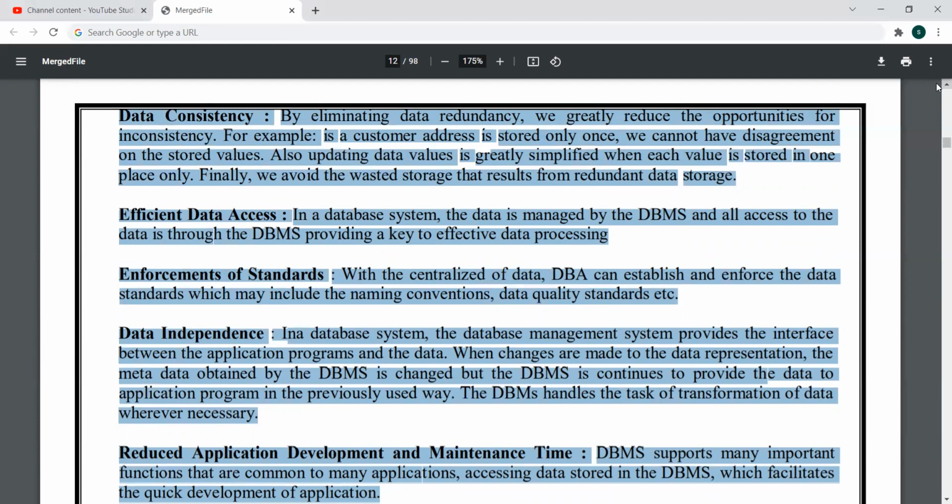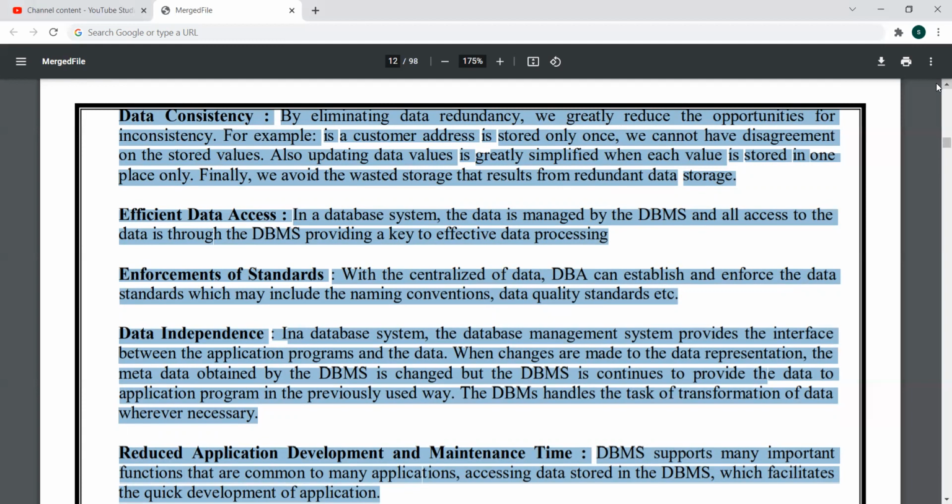Efficient data access. In a database system, data is managed by the DBMS. All access to the data is through the DBMS, providing a key to different data processing. Enforcement of standards. With the centralization of data, the DBMS can publish and enforce data standards, which may include naming conventions and data quality standards.